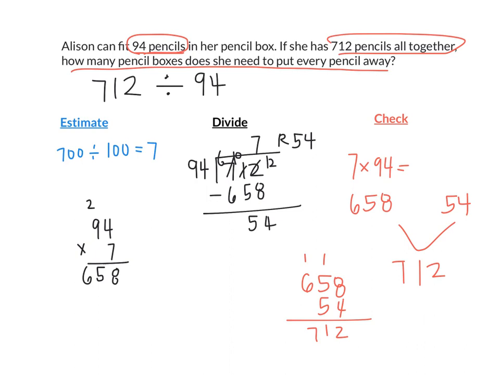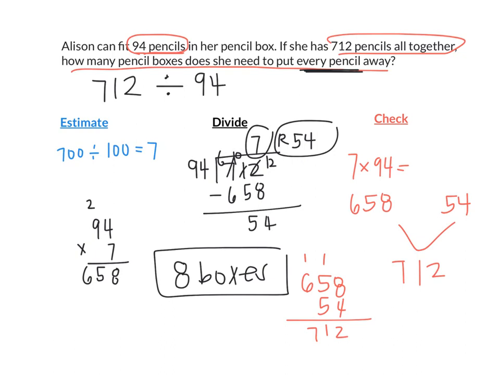Based on my estimating, my dividing, and my checking, I see that the answer is 7, but she would have 54 pencils left over. So because I want to put every pencil away, 7 pencil boxes won't be enough. So she's going to need 8 pencil boxes.